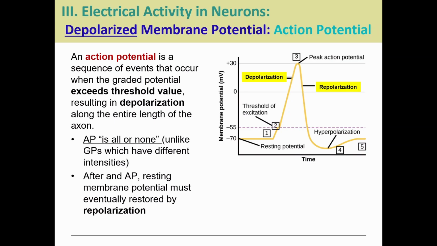Now, the weird thing with an action potential is it's all or nothing. Remember the graded potentials, you could have different intensities. We saw the graph where stimulus 1 was kind of low, stimulus 2 was medium, and stimulus 3 was high. An action potential happens or it doesn't happen. It's all the same. After we go through the action potential, we have to reestablish our negative 70. We reestablish the negative 70 by going through repolarization.